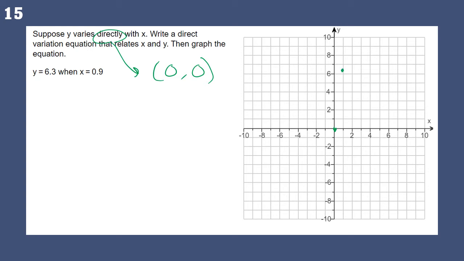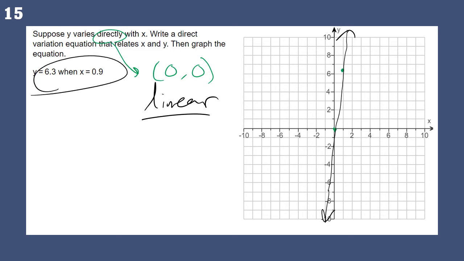If I'm doing this on the computer, it probably won't let me just put a point wherever I want. So that is a terrible line. What I'm having trouble with here is that I know two things about direct variation. I know that it goes through 0, 0. That's one thing. And also it's linear, a straight line. So I'm going to use this to find my slope.